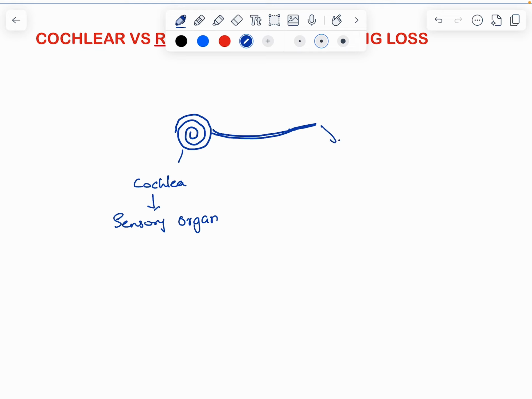This is the eighth nerve. We know that the eighth nerve carries the impulses that it receives from the sensory organ, that is the organ of cochlea. So cochlear hearing loss means any pathology in the cochlea that is leading to hearing loss. A classical example for this is Meniere's disease, where there will be destruction of the outer hair cells of the organ of cochlea.